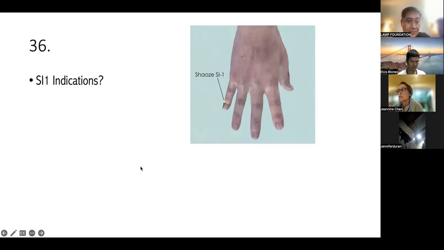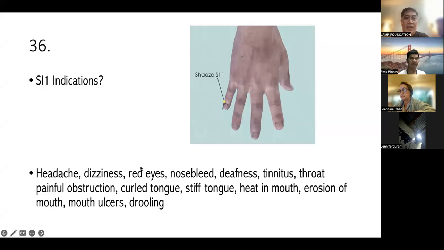First, doc promotes lactation, headache, dizziness, red eye, nosebleed, deafness, tinnitus, throat painful obstruction. Okay. The first indication that you mentioned is actually called an empirical indication. Parang ibig sabihin, we cannot understand why it is good for nursing mothers, yung hindi makapag-lactate, no? So you use SI1. So when you say empirical point, that means we cannot really explain why it works. But again, it works. Okay?